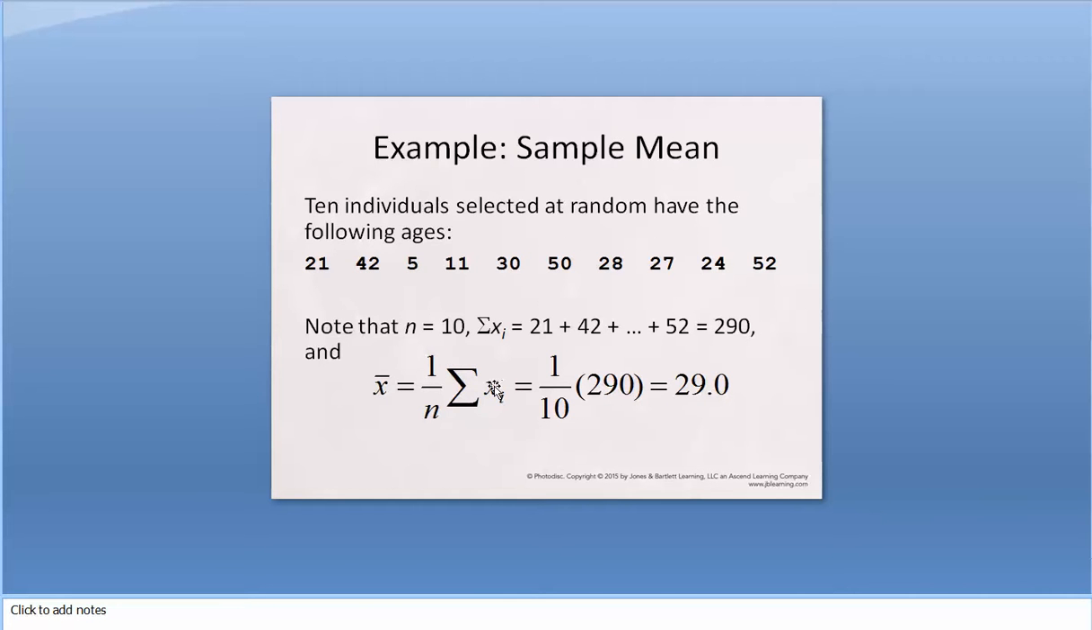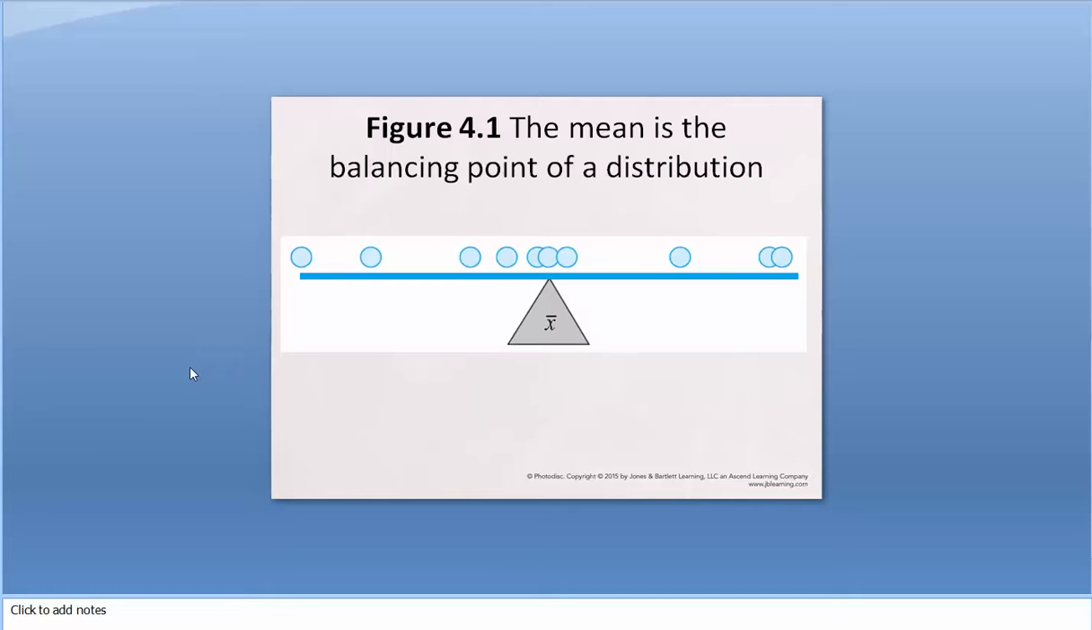So here's an example. You can see, so 290, you need to divide by 10, and then you will get the sample mean to be 29. Now, if you look at that in a visual way, so 29 is somewhere here. It's sort of like the balancing point where, if you put all the data, the x bar is the place where the data will not tilt either way. Okay.